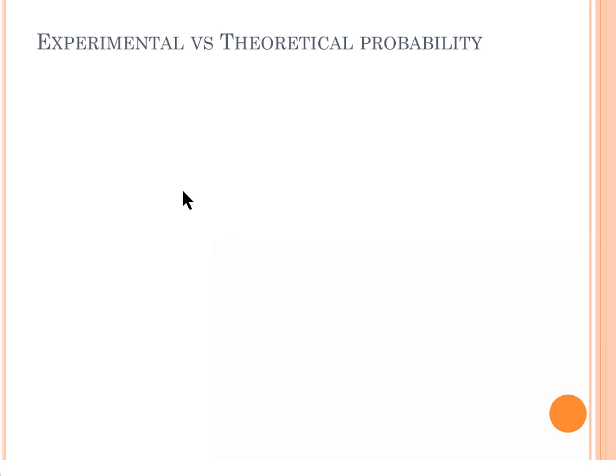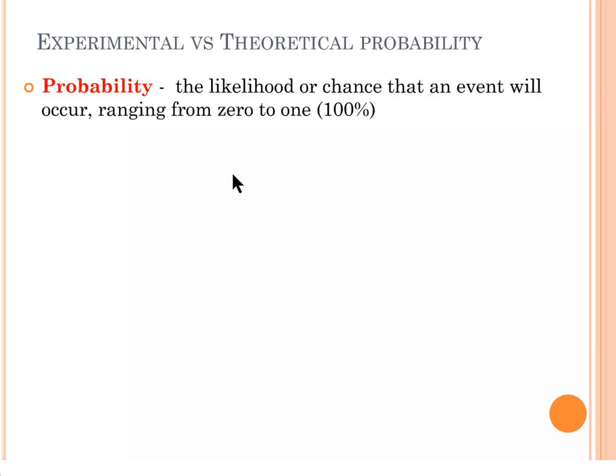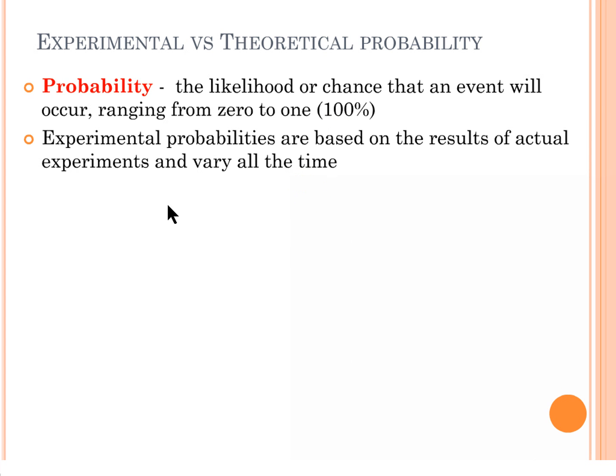All right, now let's look at experimental versus theoretical probability. Probability is the likelihood or chance that an event will occur, ranging from 0 to 1, with 1 meaning that it has a 100% chance of happening. Experimental probabilities are based on the results of actual experiments and will vary all the time. So these are when you're doing a lab. For example, if you're looking for the number of heads that can happen when you toss a coin 5 times, that's an example of an experimental probability. And every time you do that experiment, I guarantee you will have different results.